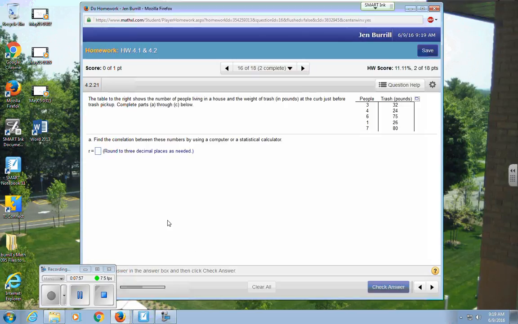Okay, so I've opened up section homework 4.1 and 4.2. I went to problem number 16. I think this was the first one I found where it asked you to calculate the correlation. So if it says find the correlation between these numbers or calculate the correlation, and you notice this icon up in the top right, you don't have to do this by hand. So if you click on that point there, you have to go to the computer to do that.